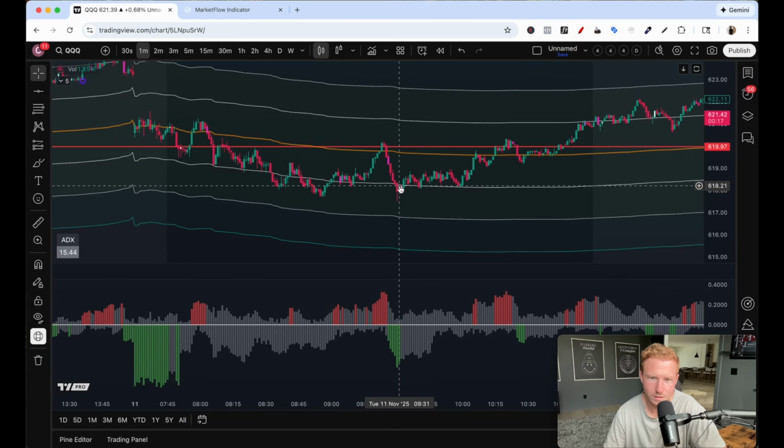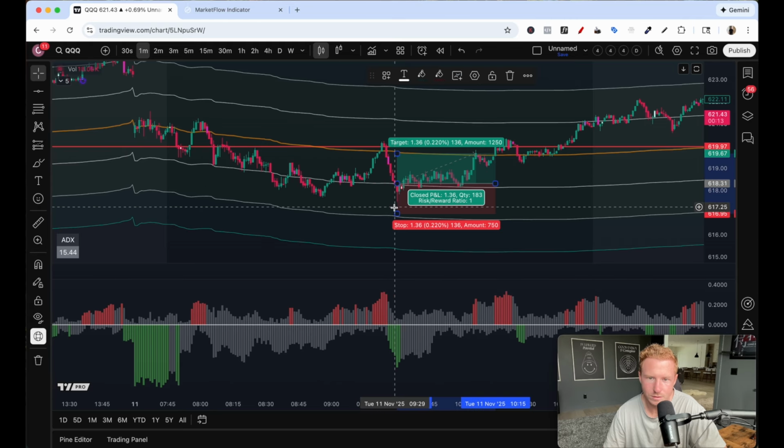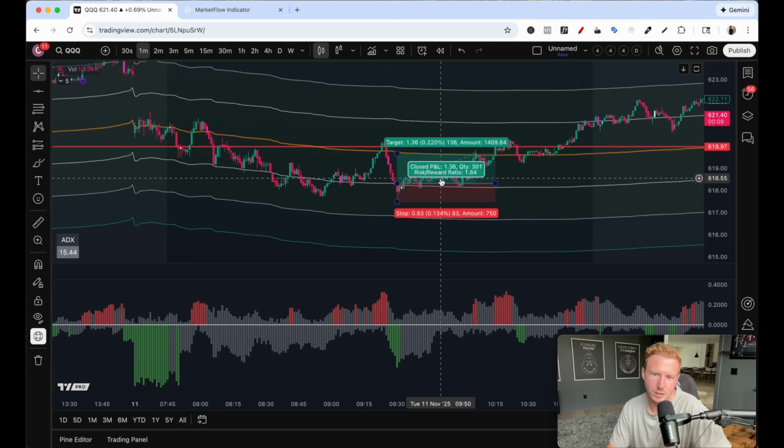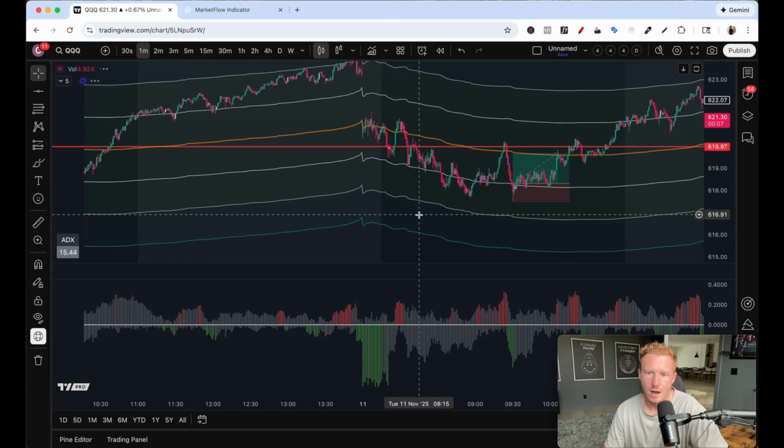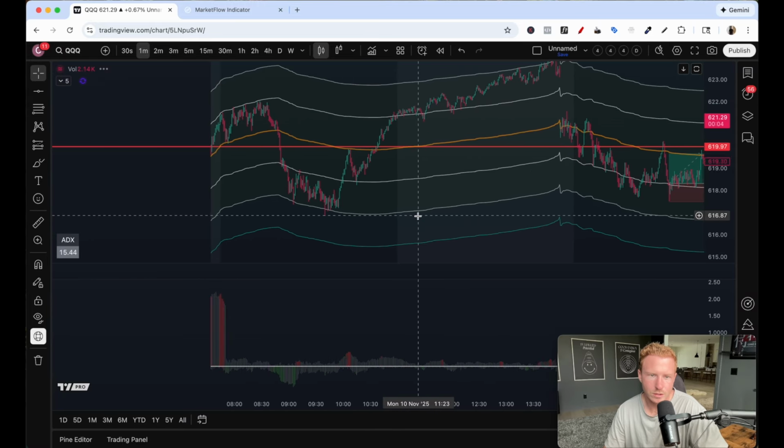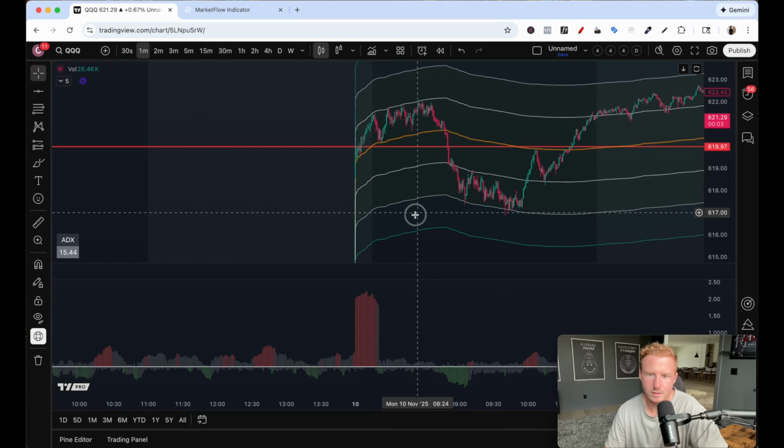You would enter on this candle. It's a bullish candle. You can see, obviously, when you catch trades like these, they're going to have a little bit bigger risk reward, right? So anyways, let's do another example here, and we can see this one.